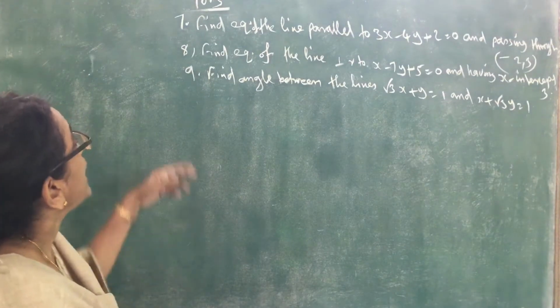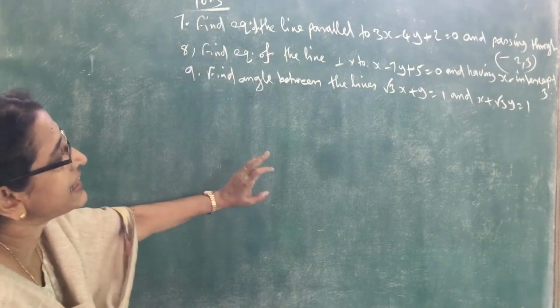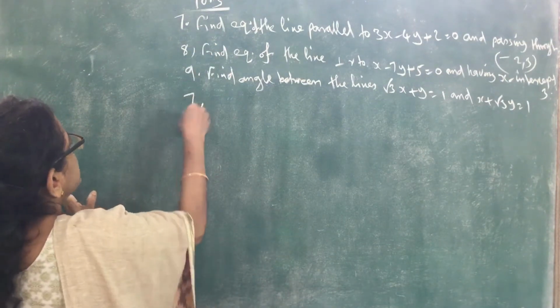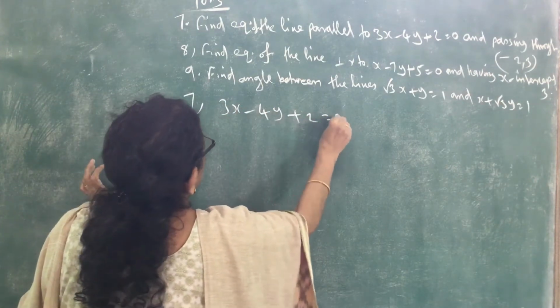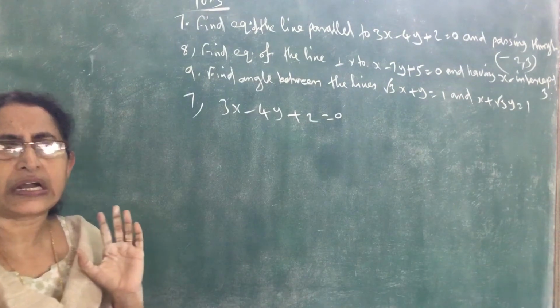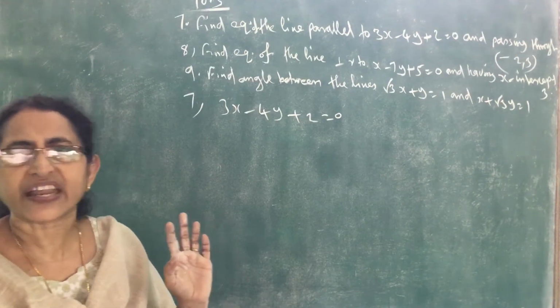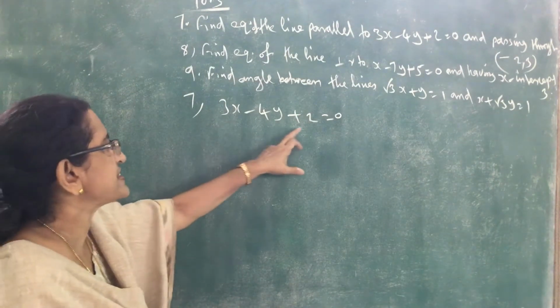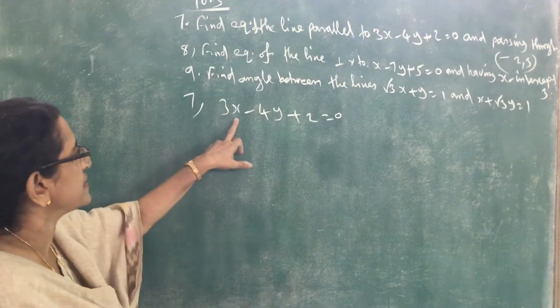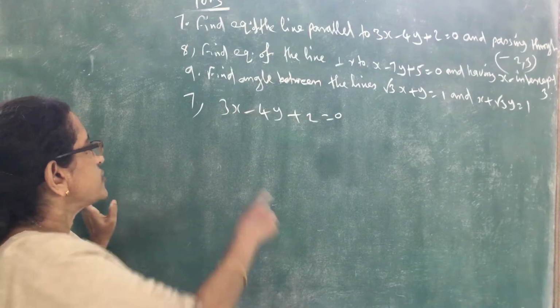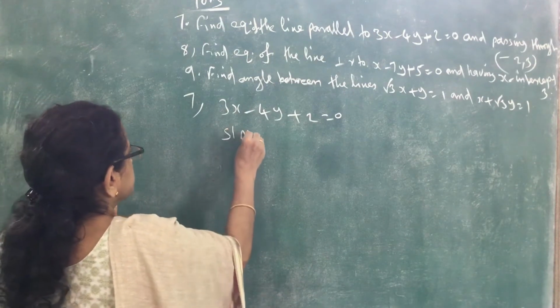10.3, question 1. Find the equation of the line parallel to 3x minus 4y plus 2 equal to 0. We know if two lines are parallel, their slopes are equal. So we can find the slope of this line using the formula minus a by b, that is minus coefficient of x divided by coefficient of y.